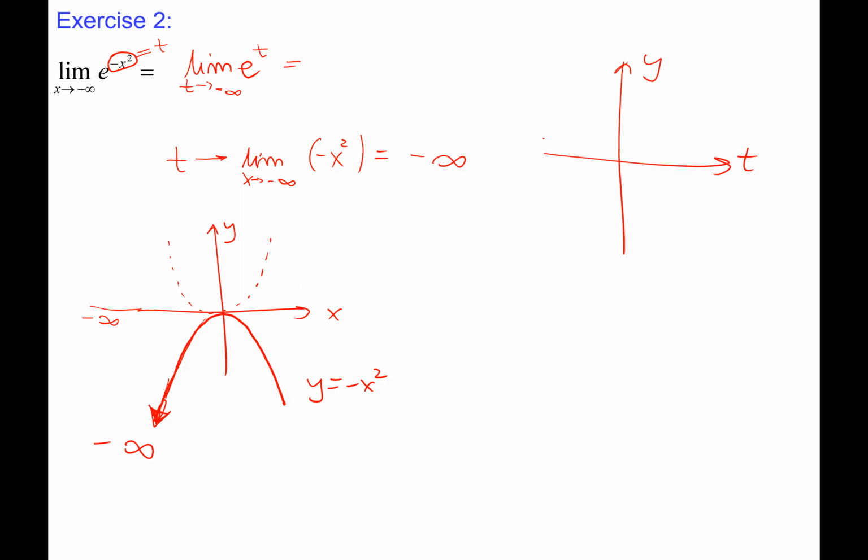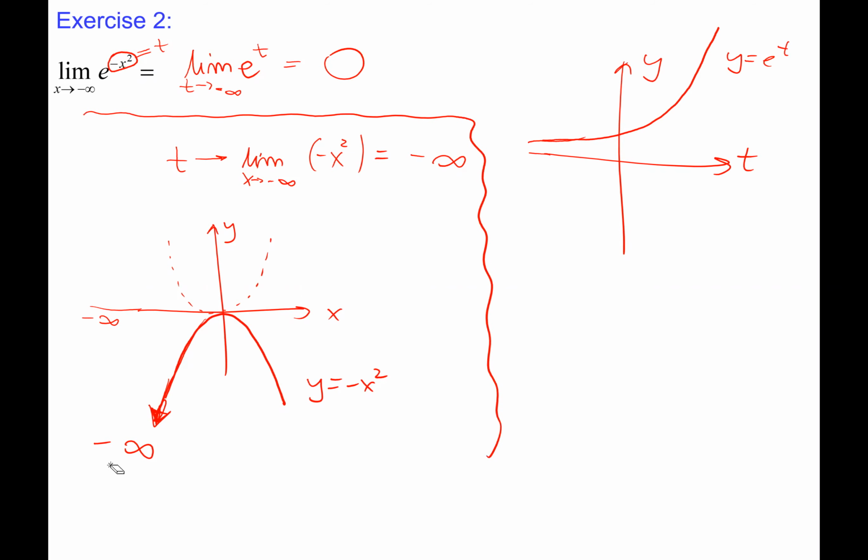I mean, we knew, we're just investigating. This is e to the t, and as x goes to negative infinity, the whole function is approaching 0. Yes, you may like the t notation.